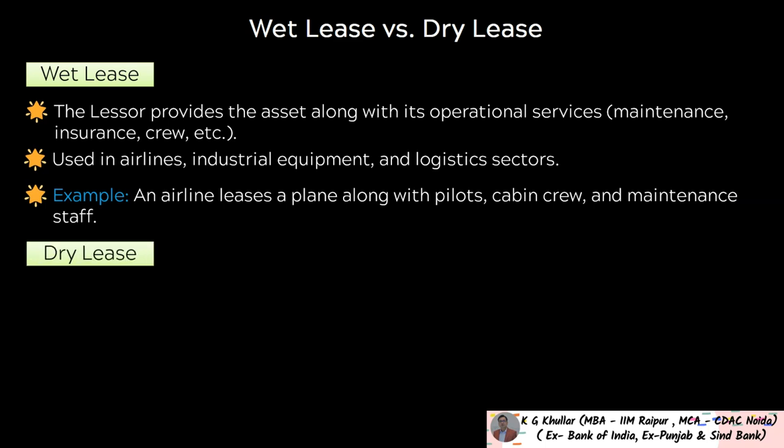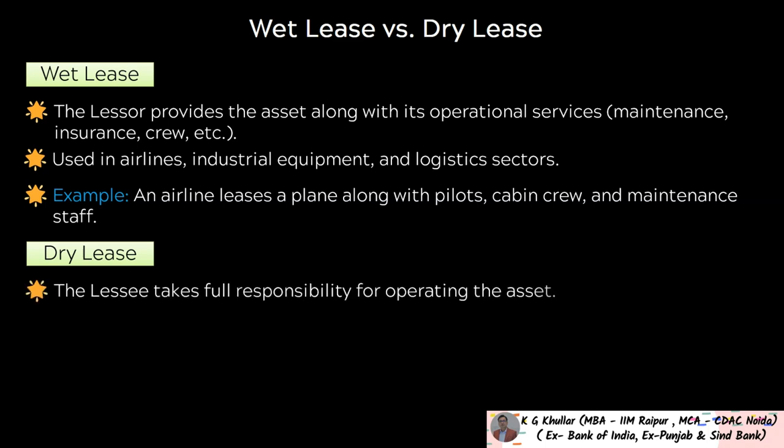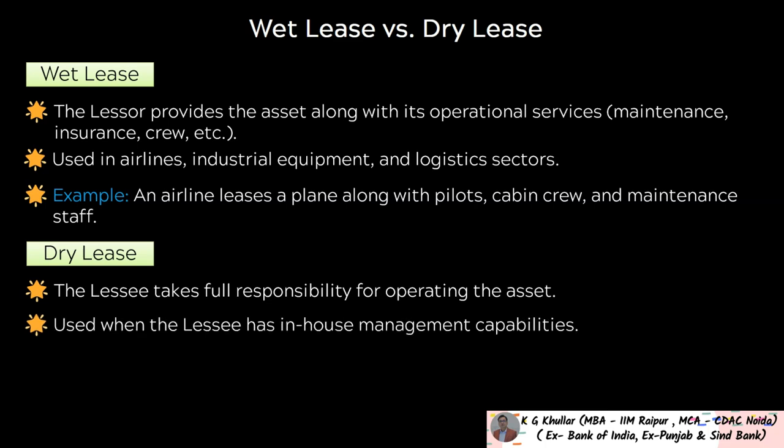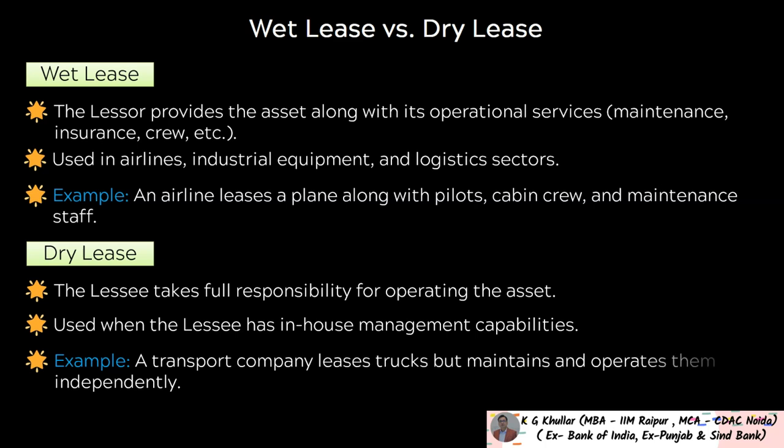On the other hand, in case of a dry lease, the lessee takes full responsibility for operating the asset. This type of lease is generally used when the lessee has in-house management capabilities. Example can be a transport company leases trucks but maintains and operates them independently.